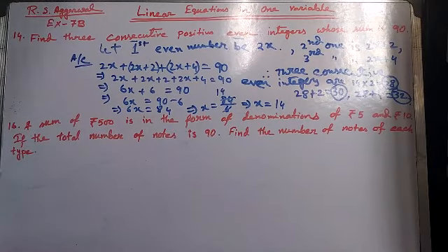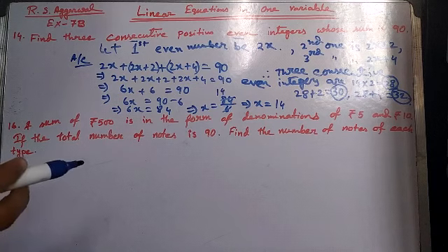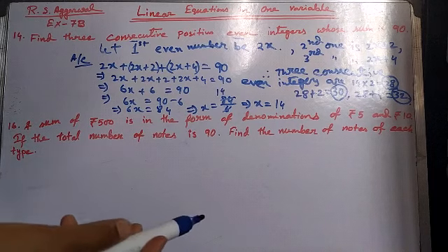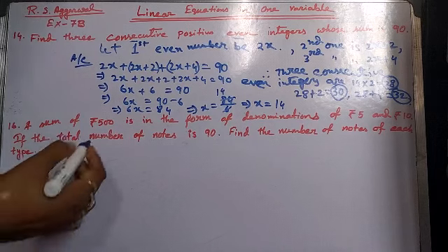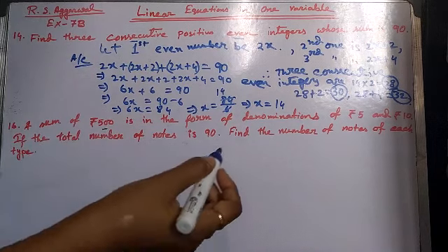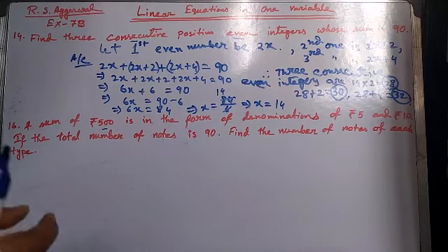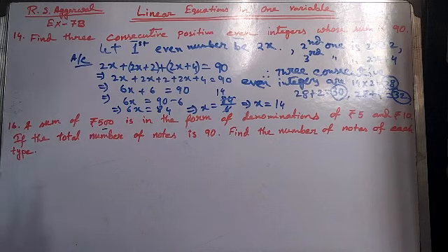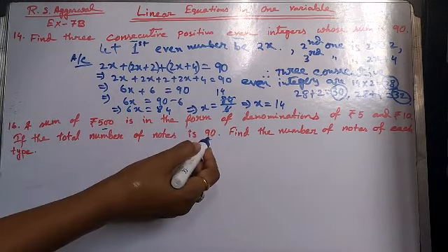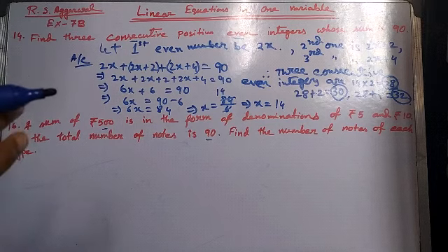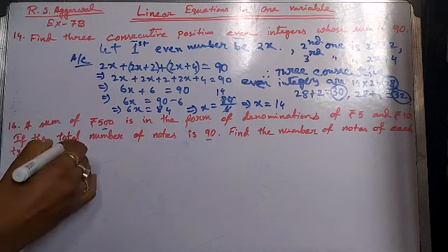Now question number 16. A sum of rupees 500 is in the form of denominations of rupees 5 and rupees 10. If the total number of notes is 90, find the number of notes of each type. That means total rupees is 500, and denominations means the combination of 5 rupee and 10 rupee notes. The total number of notes is 90. So we have to take either the 5 rupee or the 10 rupee notes as x number of notes. So let's take it.